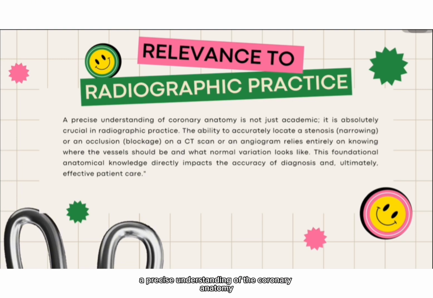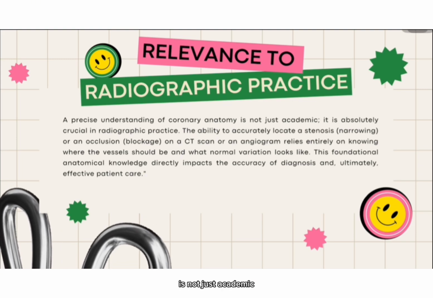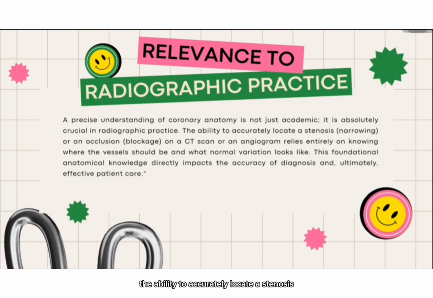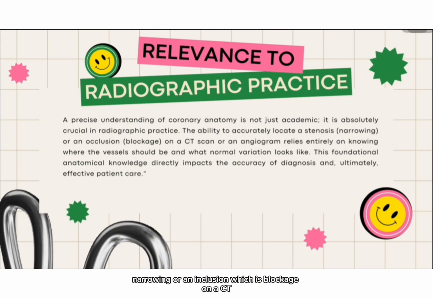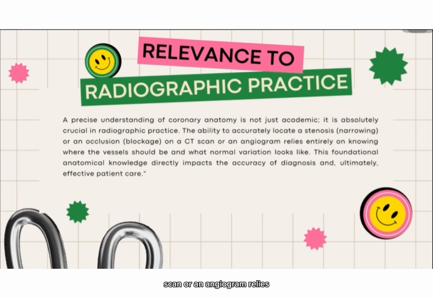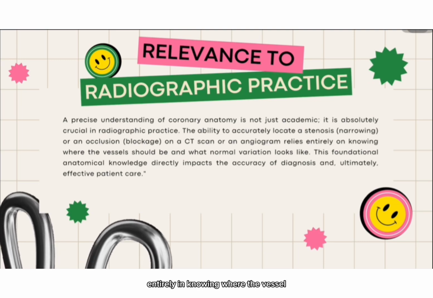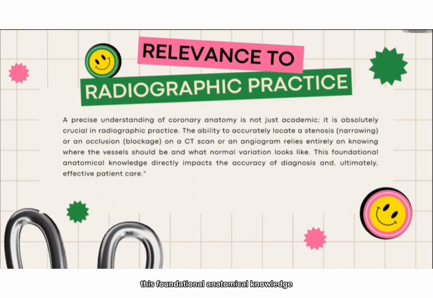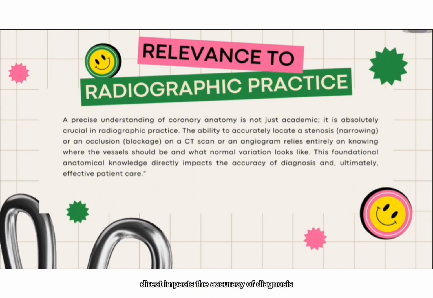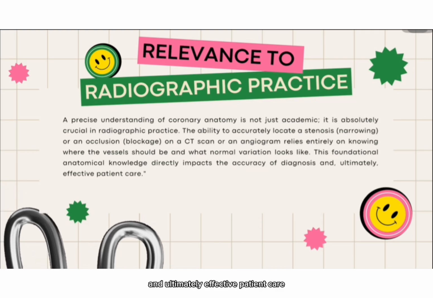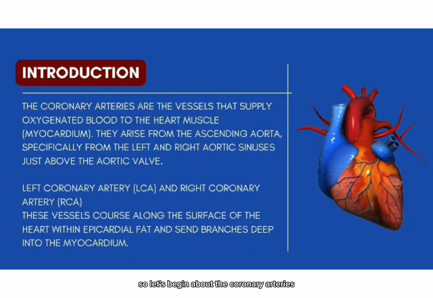A precise understanding of the coronary anatomy is not just academic, it is absolutely crucial in radiographic practice. The ability to accurately locate a stenosis, which is a narrowing, or an occlusion, which is a blockage, on a CT scan or an angiogram, relies entirely on knowing where the vessel should be and what normal variation looks like. This foundational anatomical knowledge directly impacts the accuracy of diagnosis and ultimately effective patient care. So let's begin with the coronary arteries.